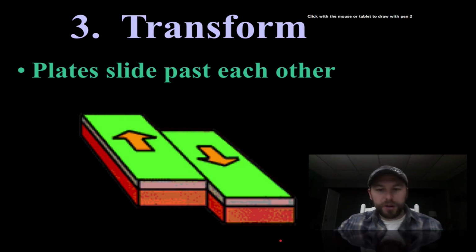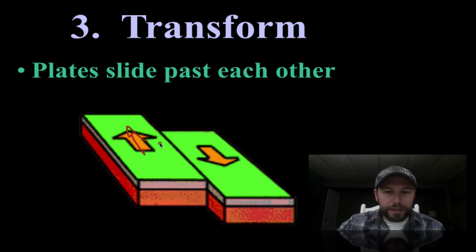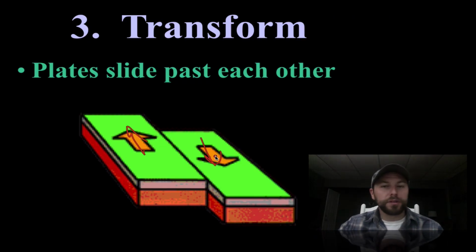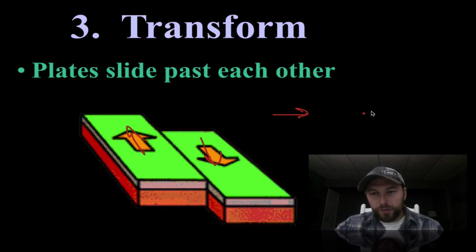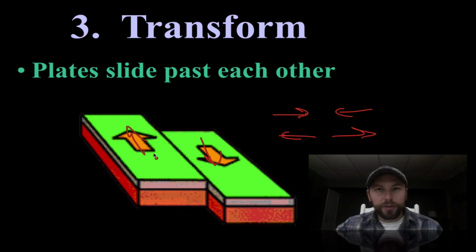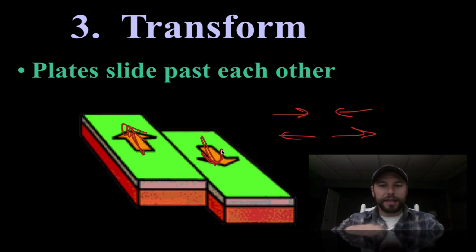Transform plate boundaries are nothing more than when the plates slide past each other. Another good image to copy down. Notice that it's not like convergent where they're coming together, or divergent, where they go apart. Now here, our lithospheric plates are sliding past each other. They're moving like this.